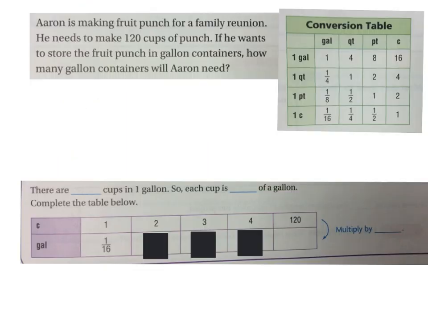Today's problem says Aaron is making fruit punch for a family reunion. He needs to make 120 cups of punch. Okay? If he wants to store the fruit punch in gallon containers, how many gallon containers will Aaron need?